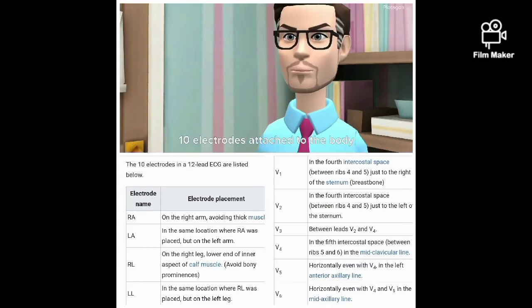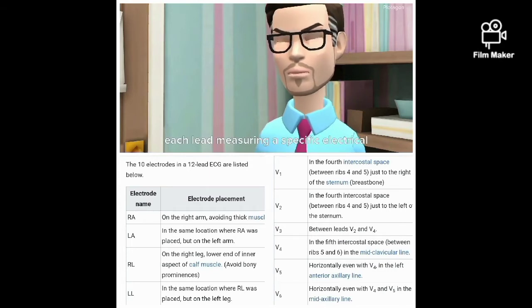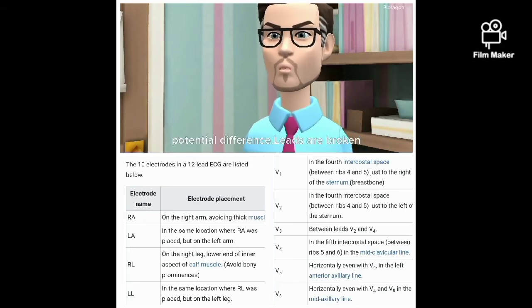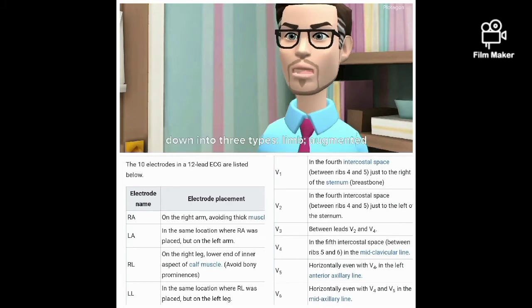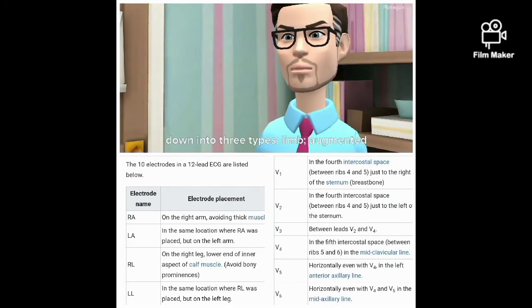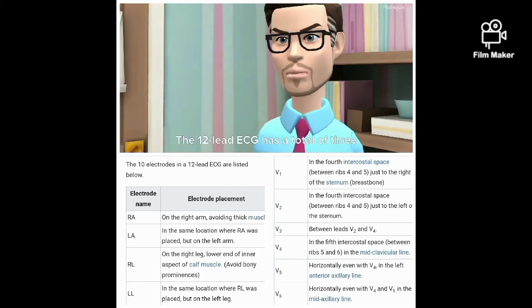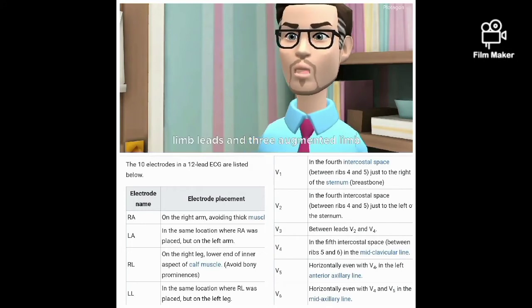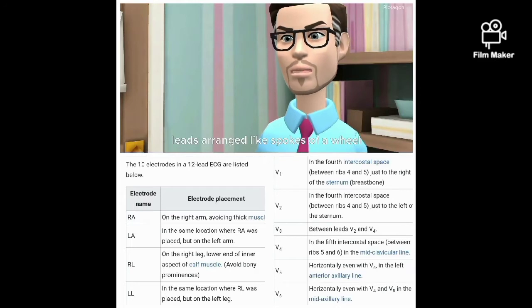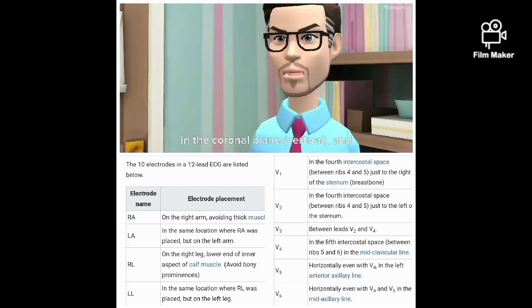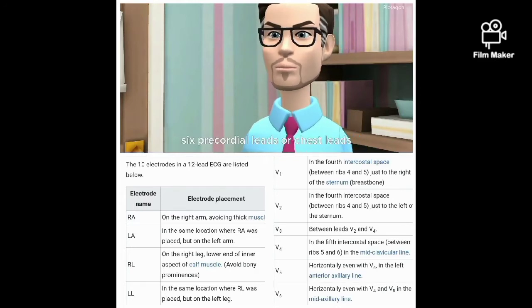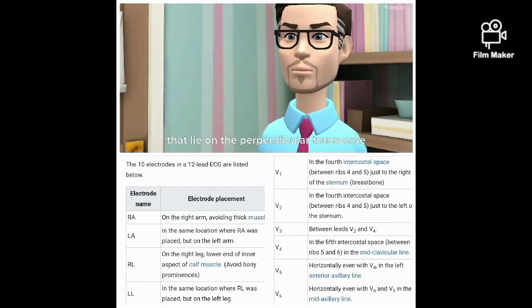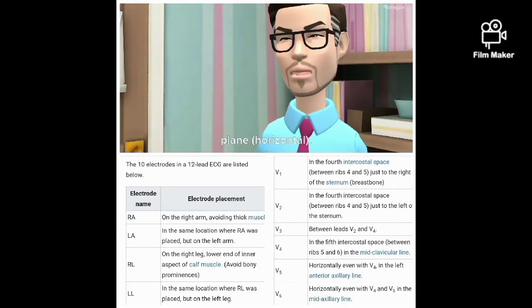Commonly, 10 electrodes attached to the body are used to form 12 ECG leads, with each lead measuring a specific electrical potential difference. Leads are broken down into three types: limb, augmented limb, and precordial or chest. The 12-lead ECG has a total of 3 limb leads and 3 augmented limb leads arranged like spokes of a wheel in the coronal plane (vertical), and 6 precordial leads or chest leads that lie on the perpendicular transverse plane (horizontal).